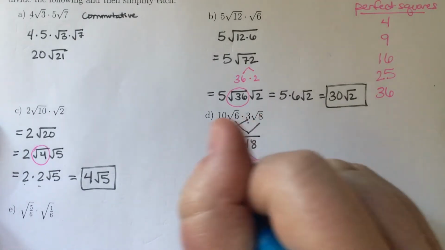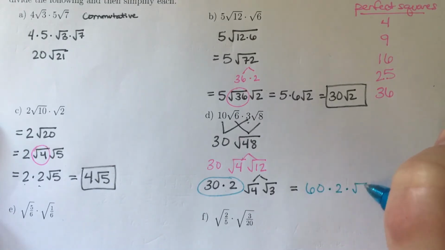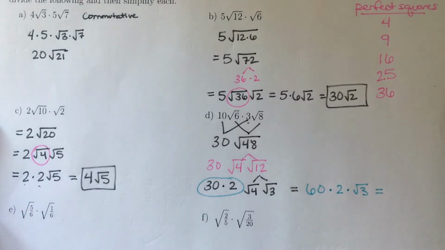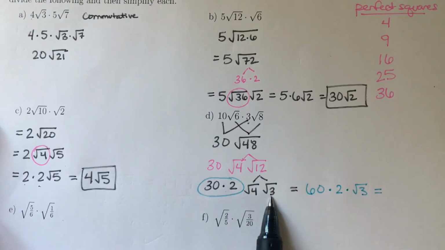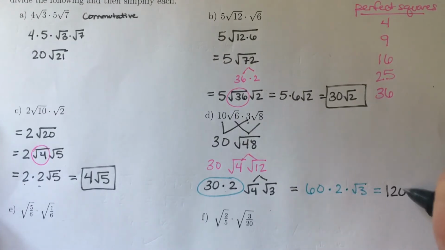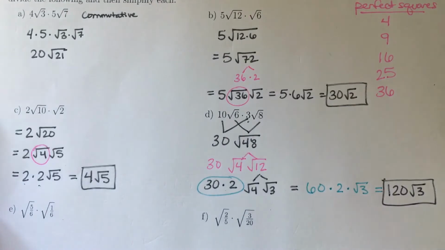Let's try it. So 30 times 2 is 60. And then times 2 times square root of 3. So the 2 comes from this square root of 4. Square root of 3 doesn't simplify, so we just leave it. So final answer is 120 square root of 3. All right.